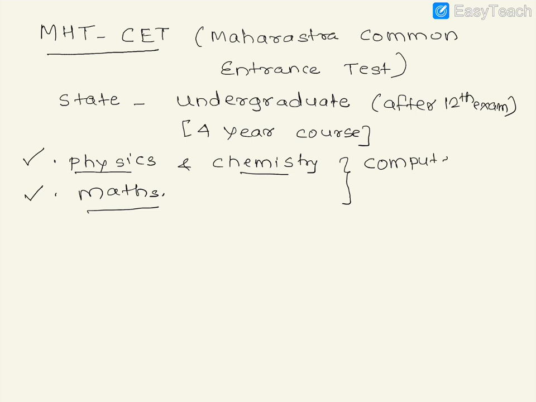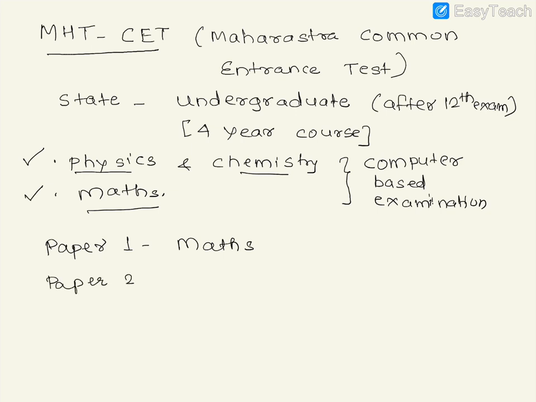Computer based exam. Okay. By computer based examination, I mean that students would have to go to the college or the exam center, where they would be given a computer. They would have to log in and they will have to appear for the paper. Now there are 2 papers, as I said. Paper 1 is maths or mathematics, and paper 2 is about physics and chemistry.